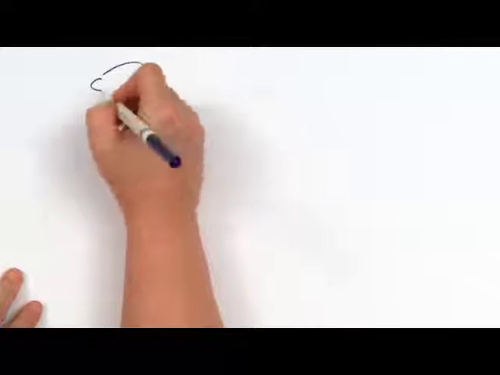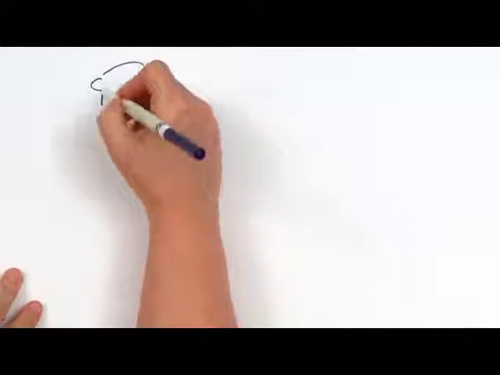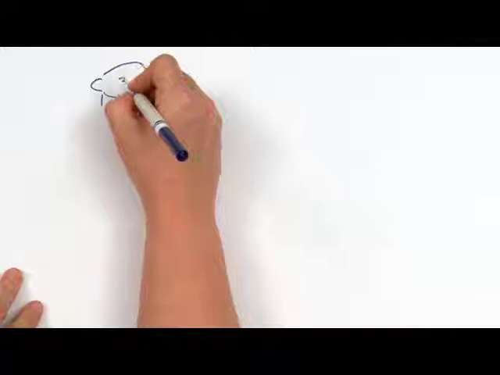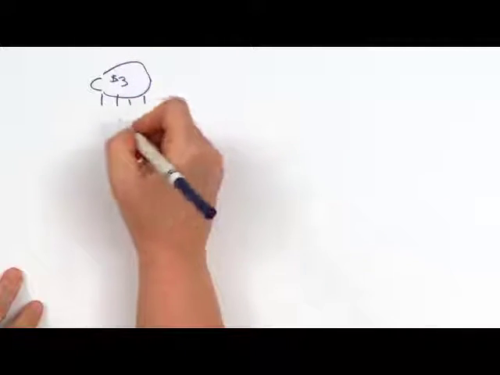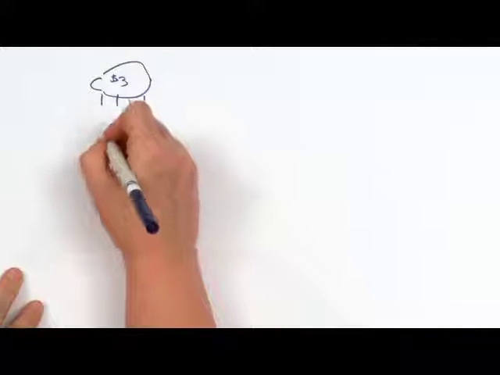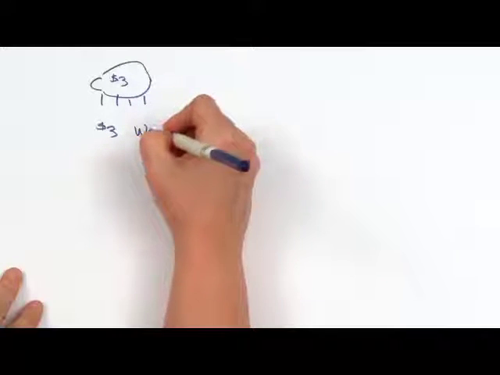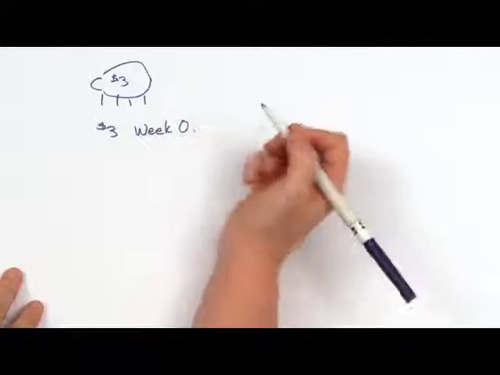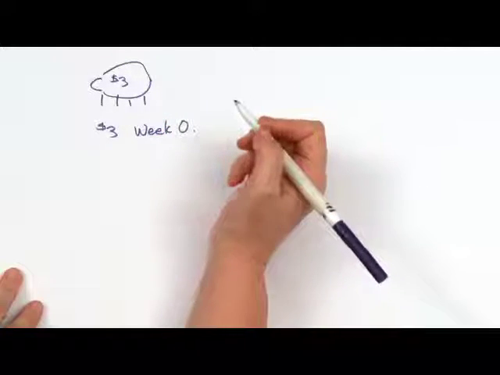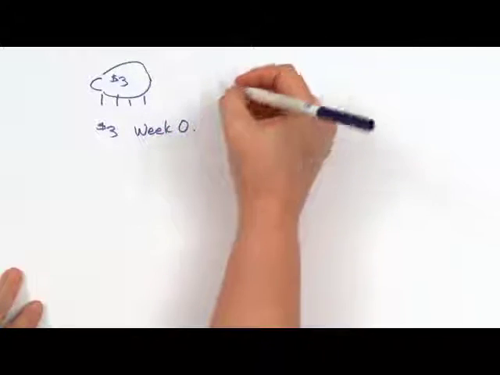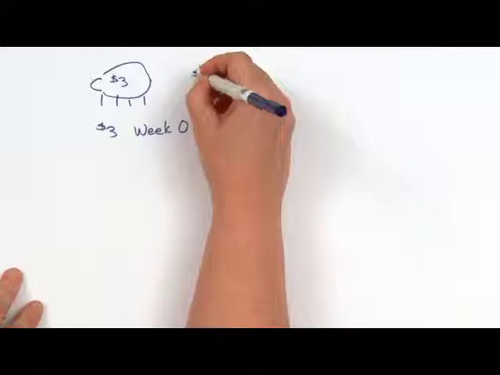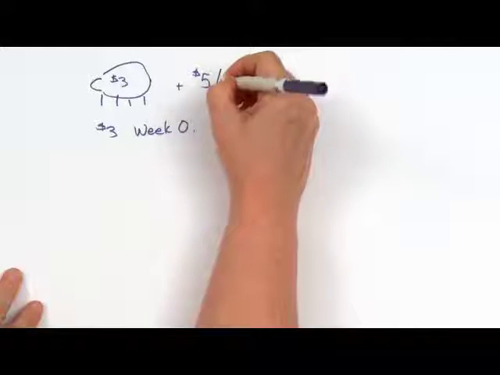I guess we should draw a little picture of my piggy bank. And I know that I have $3 that I begin with. So I start with $3 in my piggy bank. We could say that this is week 0 because I haven't added any money to it yet. I add $5 every week.